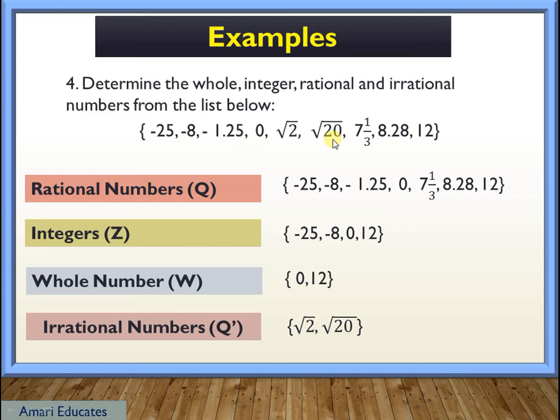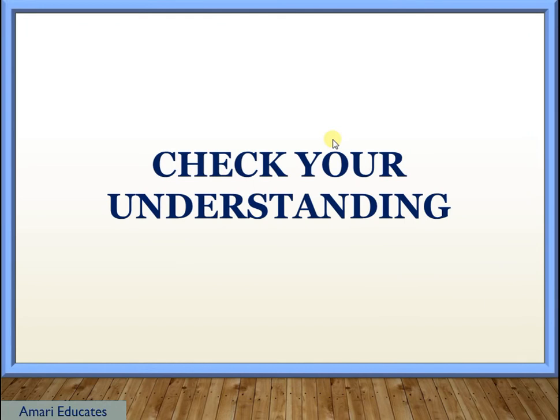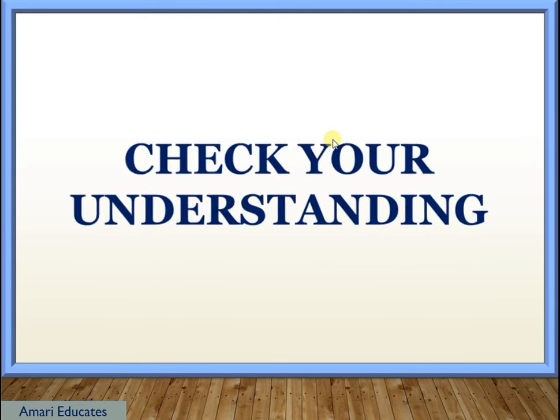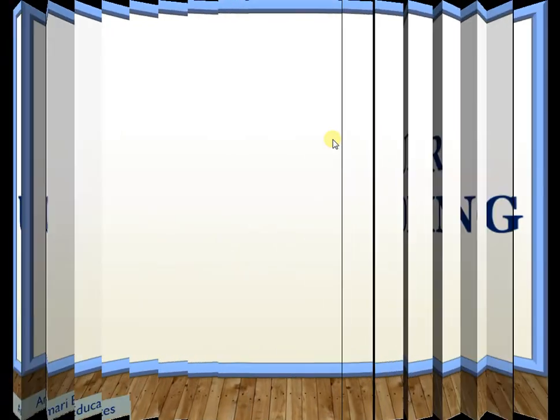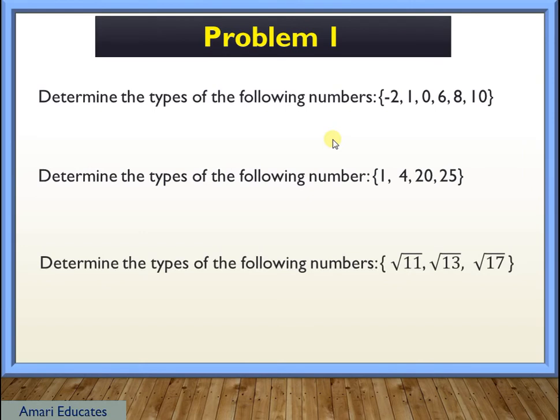Okay? Now, what we're going to do is to verify if you understood the lesson. So let's just check your understanding. Okay? Let's have our first problem. Determine the types of number of the following numbers: -2, 1, 0, 6, 8, and 10. Same with the second one, 1, 4, 20, 25. And the third one, square root of 11, square root of 13, and square root of 17. Start the time.